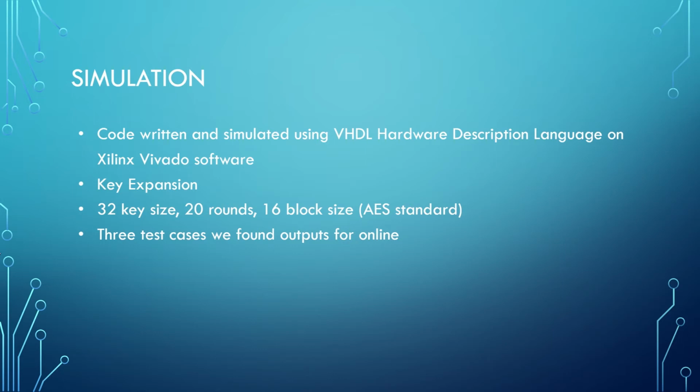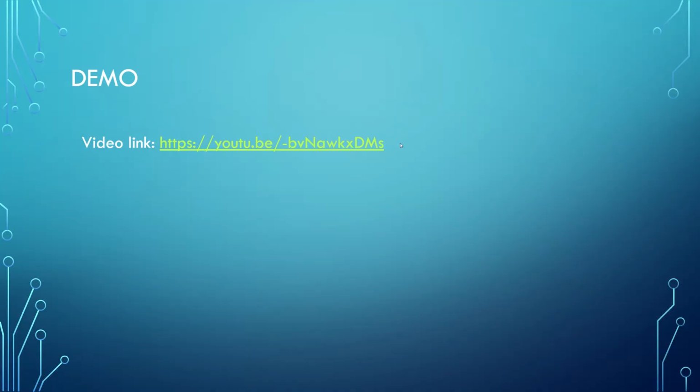We also found a few test cases online. We didn't really have anything to go off to ensure that our encryption algorithm was functioning as it was supposed to, so we looked for some, and we did find a few test cases. We ran our algorithm against those test cases, and it seemed to work fine. We received the outputs that we expected to receive. So I'll go ahead and play the demo. We did upload this to YouTube, so we can go ahead and watch it there.